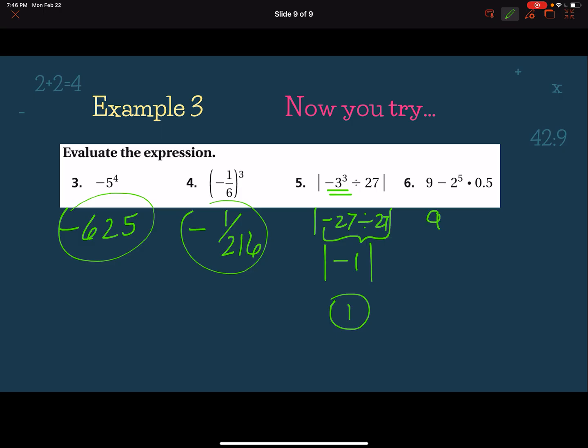Okay, number 6, you can put that directly into your calculator. Your calculator is going to do the power for you. 2 to the 5th power is 32 times 1/2. Your calculator will do that multiplication for you and this subtraction all in one step. You should get negative 7.